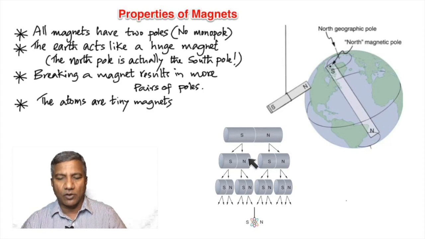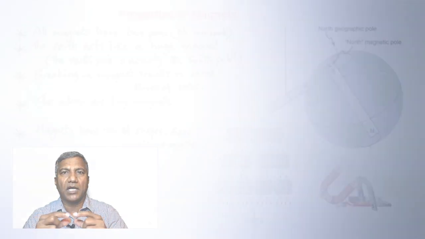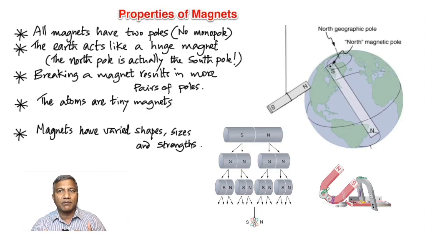So this is what I mean by breaking a magnet into two produces more and more tiny magnets. And magnets come in all kinds of shapes, sizes, and strengths. You could have rectangular magnets, bar magnet, or you could have cylindrical magnets. You also have the horseshoe shaped magnets, the U-shaped magnets, and these are the most powerful form of a magnet. These are the magnets that are used in galvanometers and ammeters and voltmeters, because they are the most powerful form of a magnet.